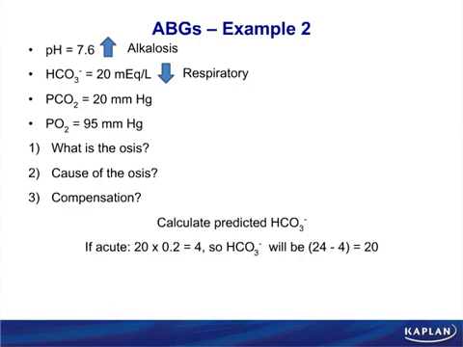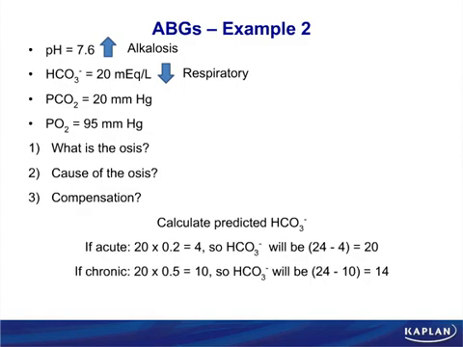If acute, patient has a PCO2 of 20, just 20 below normal. So 20 times 0.2 is 4. So bicarb will be 20 if it's an acute respiratory alkalosis. I usually just calculate the acute first and then look at it. If I have to, then I calculate the chronic. And here, I don't need to calculate the chronic because my acute number is right on what the patient has.